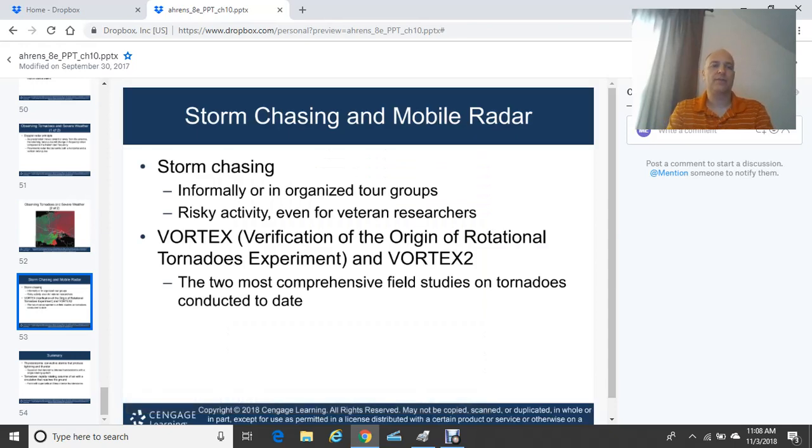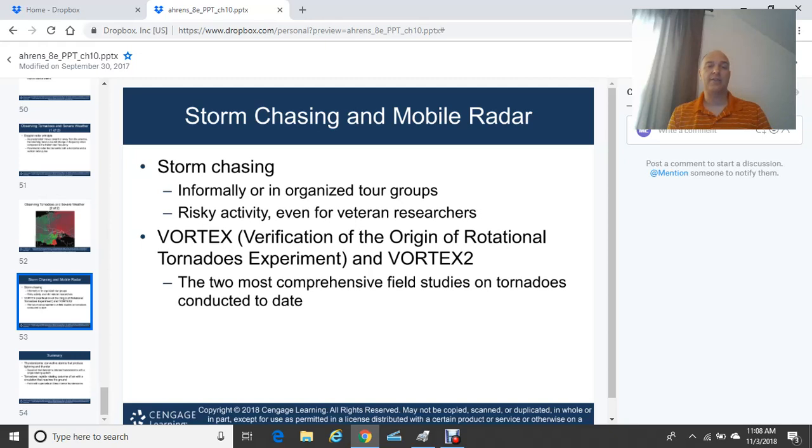Storm chasing, you could sign up for storm chasing tours now. They offer them on the Central Plains. I've never been able to get out there. I would really love to sometime just to experience it. But storm chasing, generally in the form of tour groups, they offer it. You can go out there on a little tornado safari if you like.